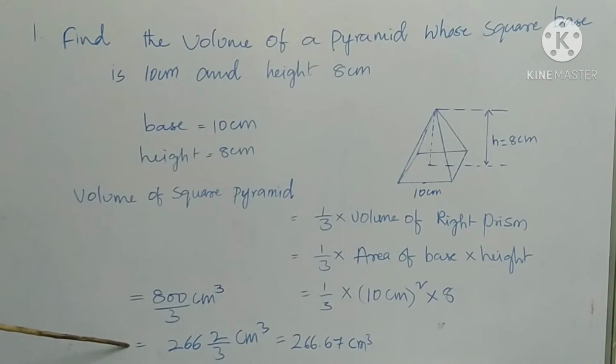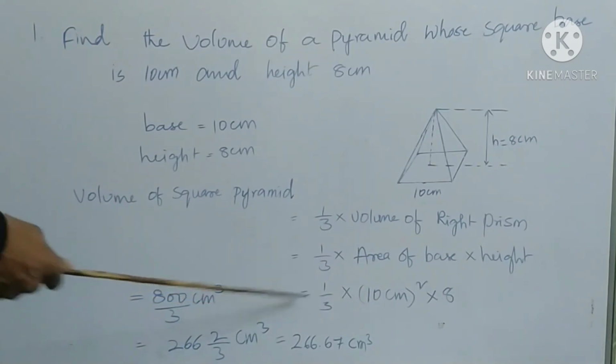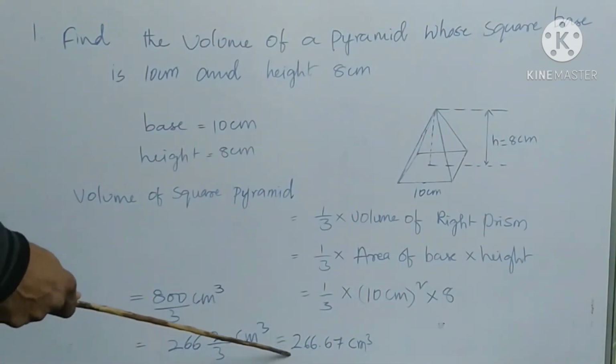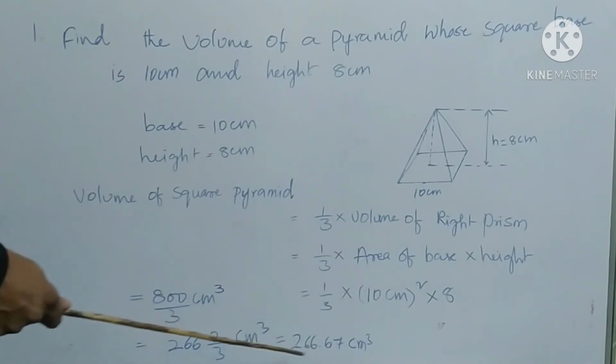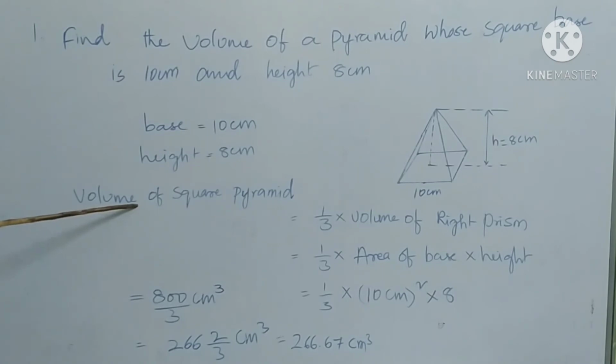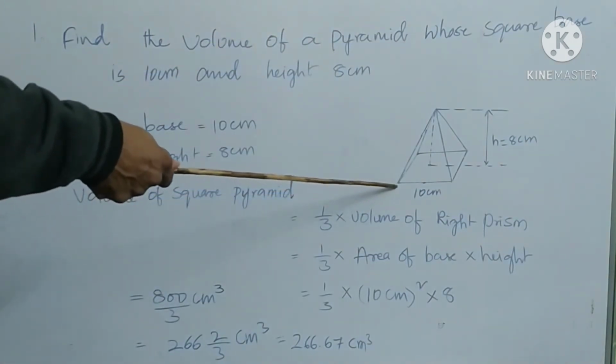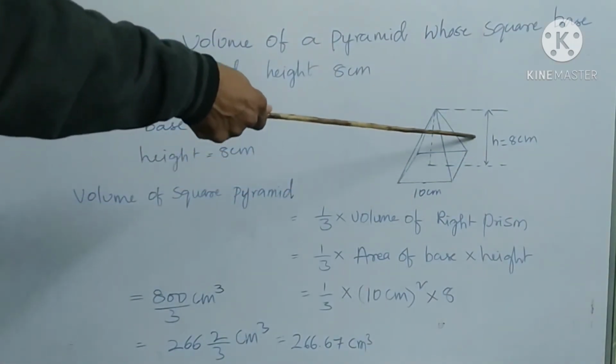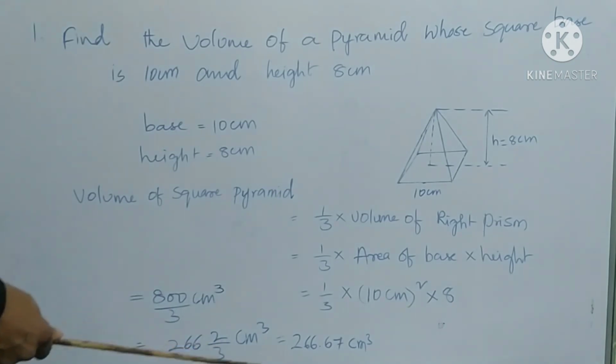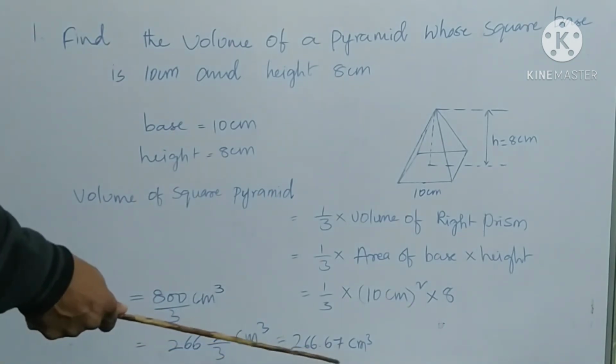That is equal to, changing it into a mixed fraction, 266 2/3 centimeter cube. Changing it into decimal form, that is 266.67 centimeter cube. This is the final volume of the given square pyramid of dimensions: base is 10 centimeters and height is 8 centimeters. Finally, our result is 266.67 centimeter cube.